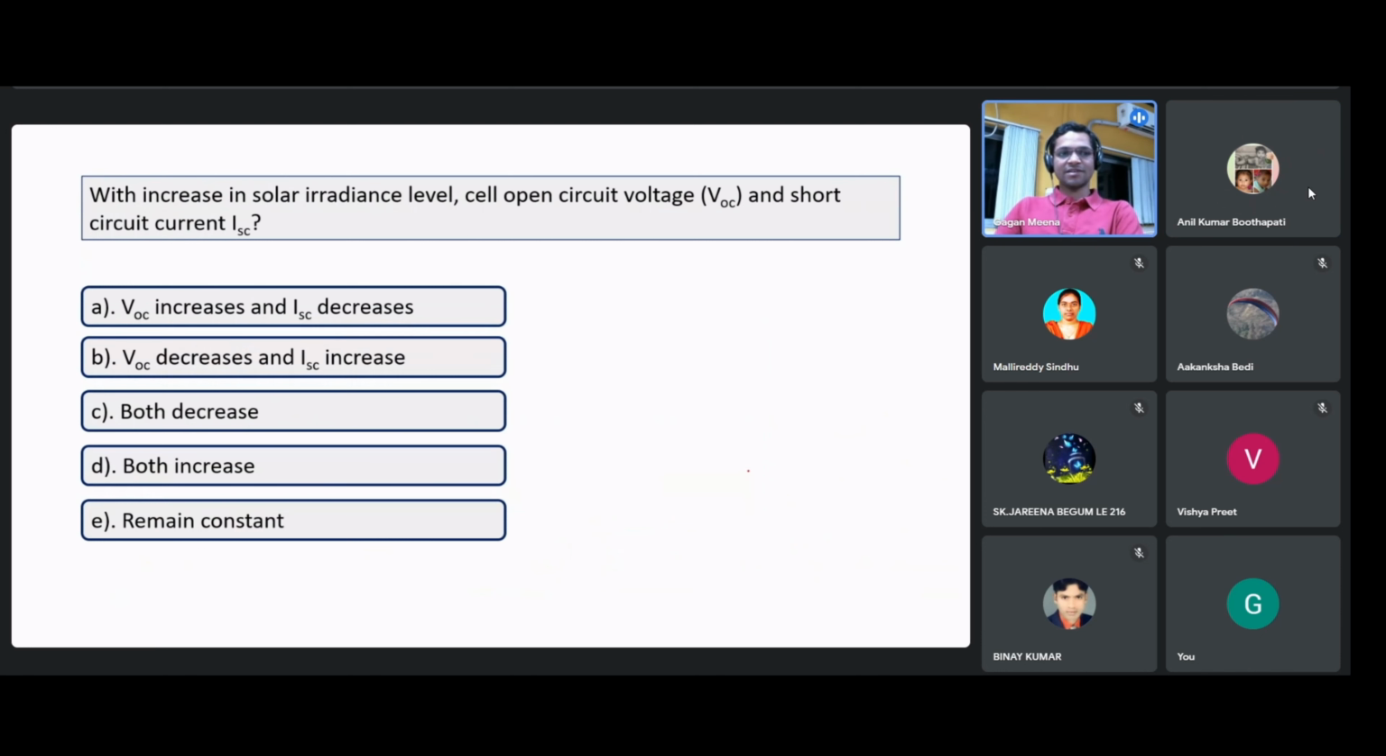Now we will see the effect of temperature and irradiance on the IV and PV characteristics. Can you answer this question before discussing? With the increase in solar irradiance level, will cell VOC and ISC increase or decrease? Both will increase? Or will they remain constant? What will happen to the VOC and ISC?